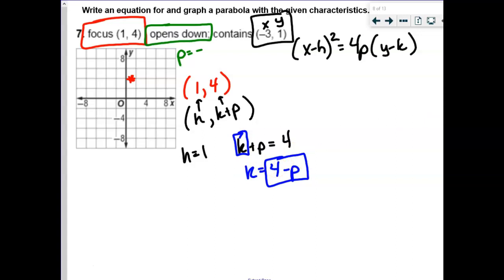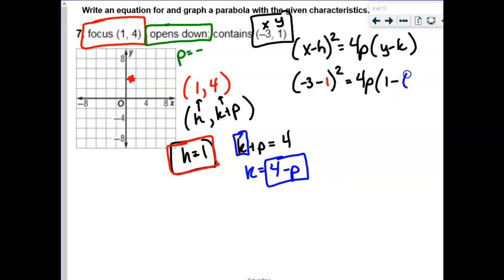All right, so here's what I need from you. You're going to plug in everything we know. I'm going to color this red, including this weird ordered pair. All right, here goes. Parenthesis, x, the x value is negative 3, minus h. We just found that to be a 1, quantity squared, equals, I have no clue what p is, just leave it alone, 4p. Parenthesis, the y value from the ordered pair is a 1, and then you're going to subtract.